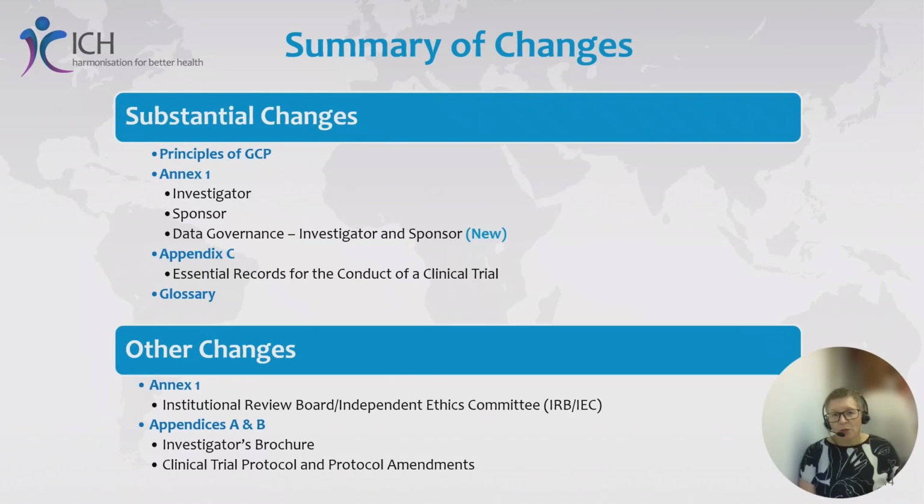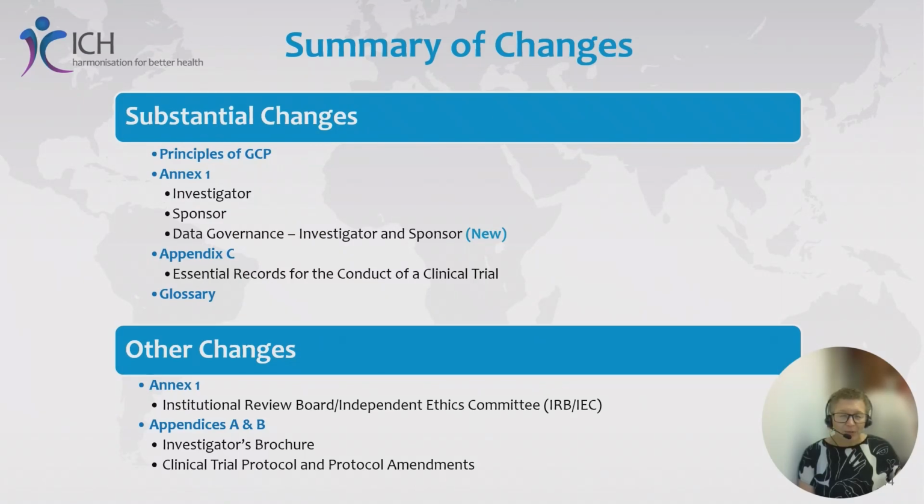This was a recognition of the fact that there are lots of computerized systems now being utilized, not just by the sponsor, but also by the investigator. And so both need to consider how these systems handle data and appropriate validation of those systems. Then Appendix C, that also has changed greatly. So the essential records for the conduct of a clinical trial. Notice we've changed it from essential documents.